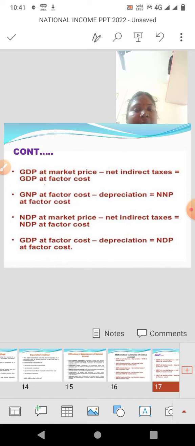Last one, GDP at factor cost minus depreciation equals NDP at factor cost.